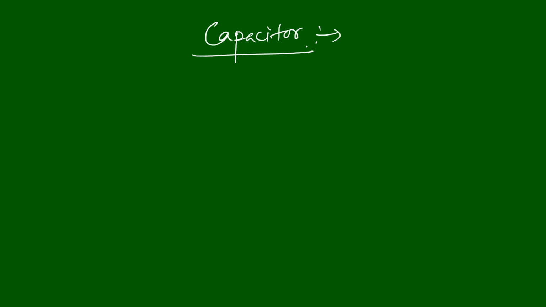So, coming back to the chapter, what is a capacitor? Capacitor is one type of device which can hold some charges for a very small amount of time. Most of the time we use capacitors of 1 microfarad, 2 microfarad, 3 microfarad. Actually, farad is the unit of capacitance.